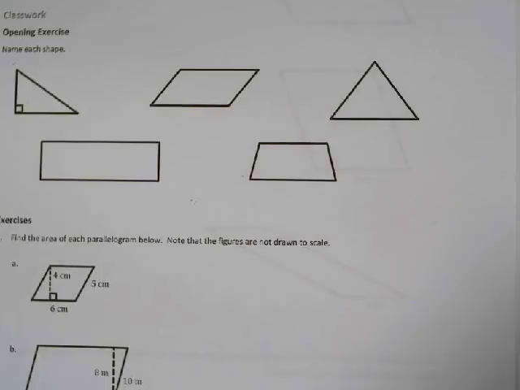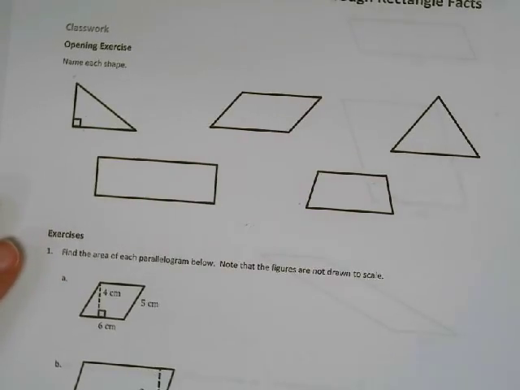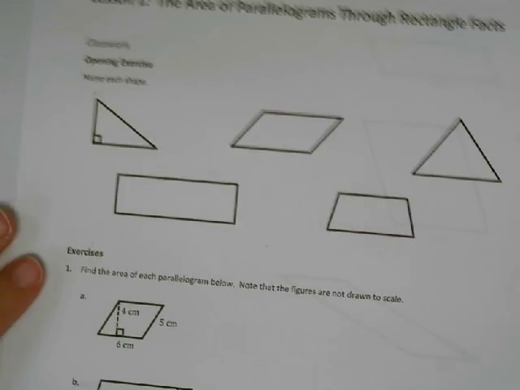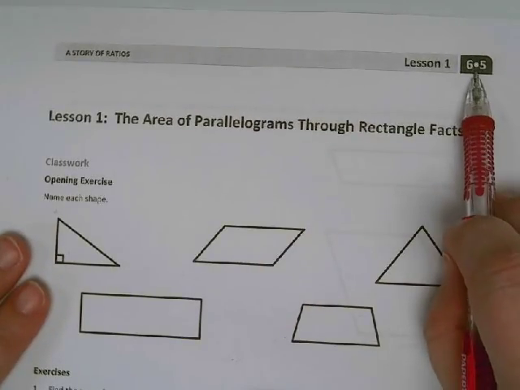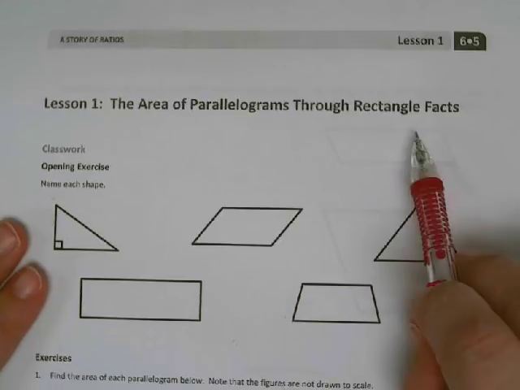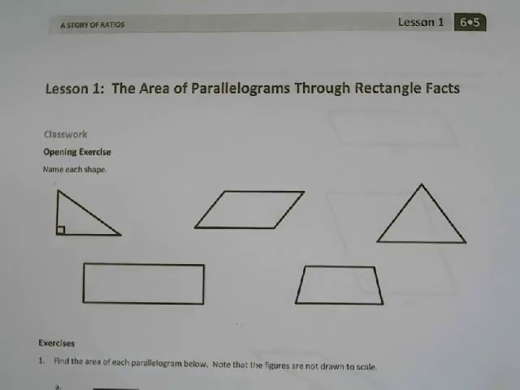You can go ahead and put your notebook to the side. You may not want to put it all the way away. Now we're going to get into our student book. And in your student book, I want you to go ahead and open up to page S1, which will be Module 5. So it will say 6.5 at the top, Lesson 1, the area of parallelograms through rectangle facts.